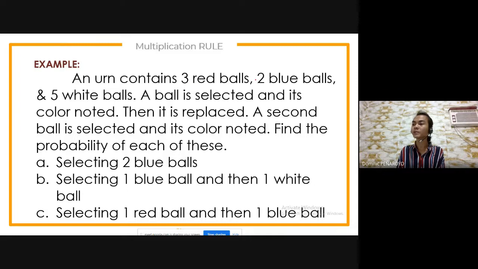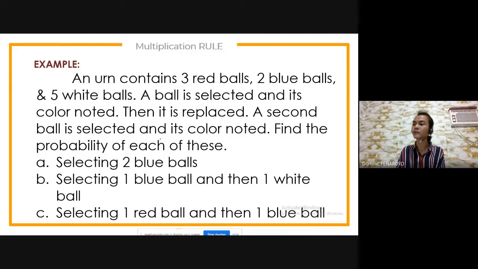So first we need to count what is the cardinality of the sample space. So we have 3, 2, 5. So that's a total of 10. So the cardinality is 10. So that is our denominator.